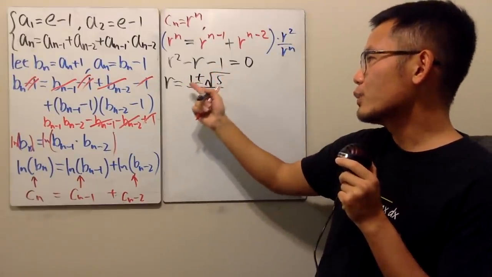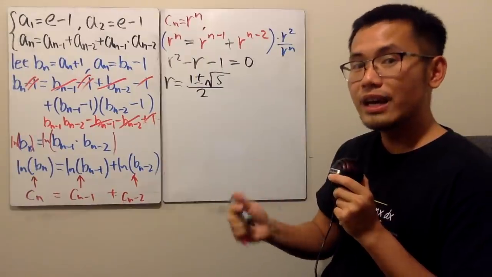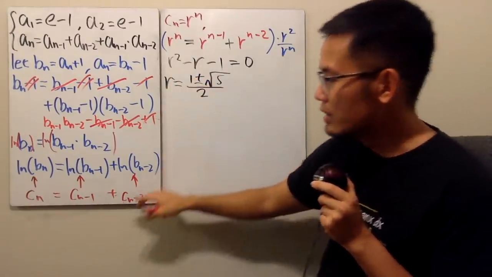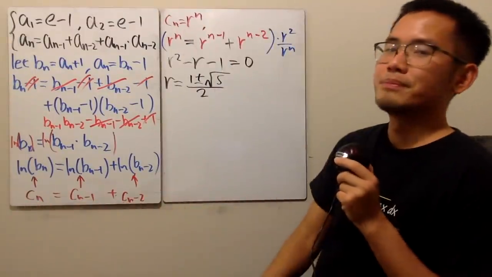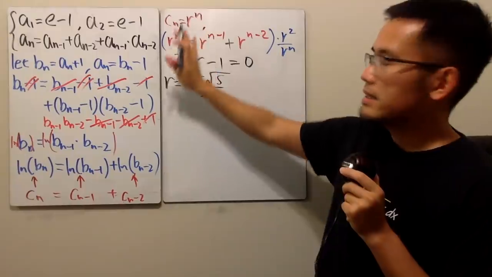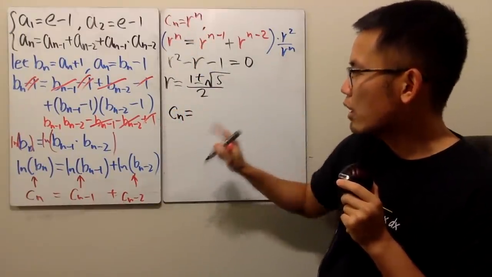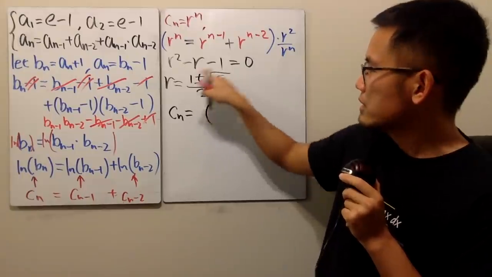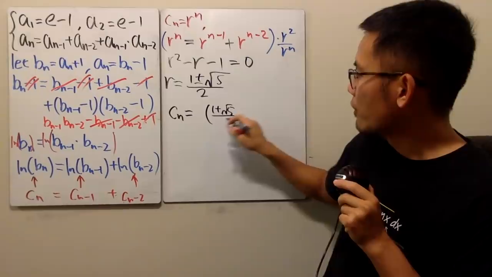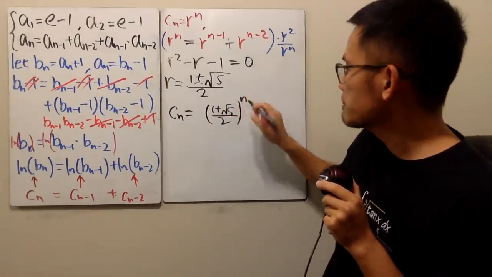And you might be wondering, which one do we take? Do we take the plus or do we take the negative? The answer for that is we take both, because this right here is a second order difference equation. So have a look. Based on all this, I can tell you guys that Cn is in the form of the first root right here, which is 1 plus square root of 5 over 2. So this is our r, and then we have to raise this to the nth power.